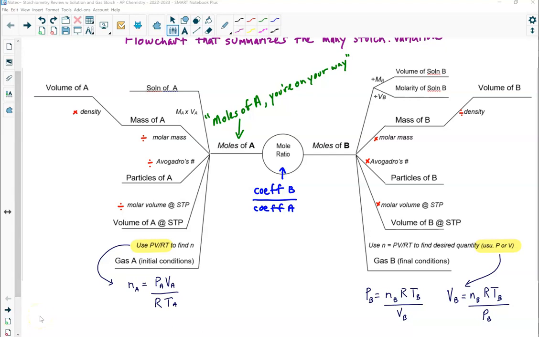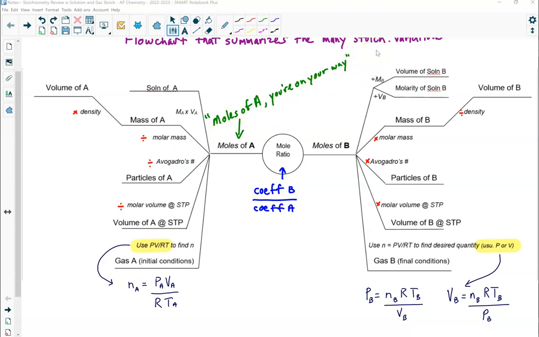This may look like an "oh my god" slide because there's so much on it, but the main takeaway, if you look on the left-hand side of the screen, is that no matter what units you start with in your stoichiometry problem, the first goal is to get to moles of A. So you would convert whatever units you're given. If you're given mass of your initial substance, you would use the molar mass to find moles of A. If you're given particles, you would use Avogadro's number, etc. Again, my mnemonic is, moles of A, you're on your way.